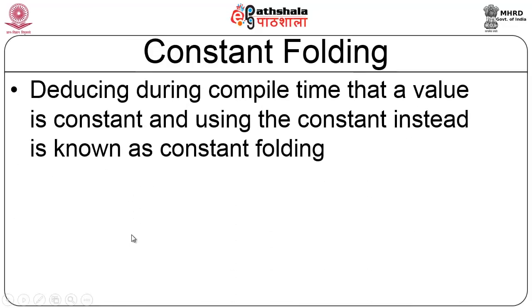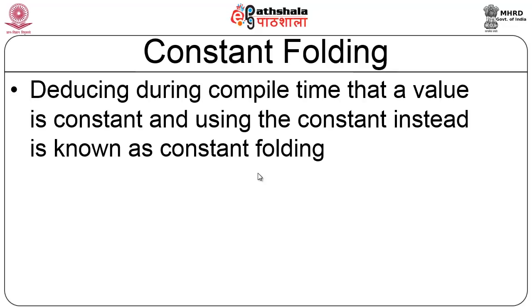Next one is called constant folding. So common sub expression elimination results in copies getting created. When you try to get rid of a copy, you will end up with some redundant statements, therefore they have to be eliminated. The fourth one is called constant folding, where it is deduced during compile time that a value is a constant and you can use the constant instead of the variable itself, that is called constant folding.